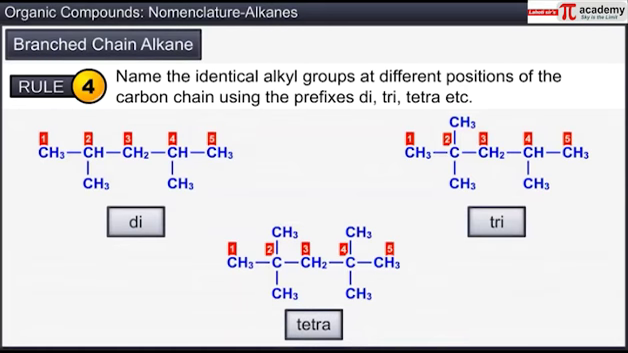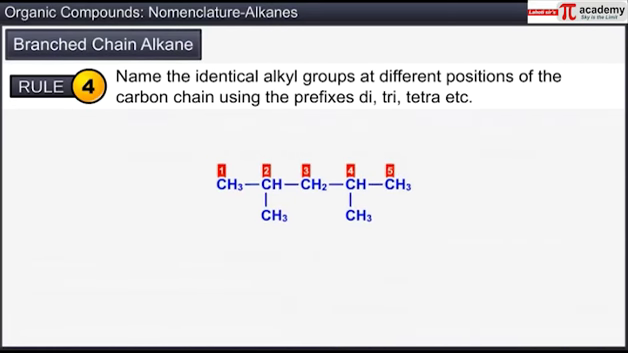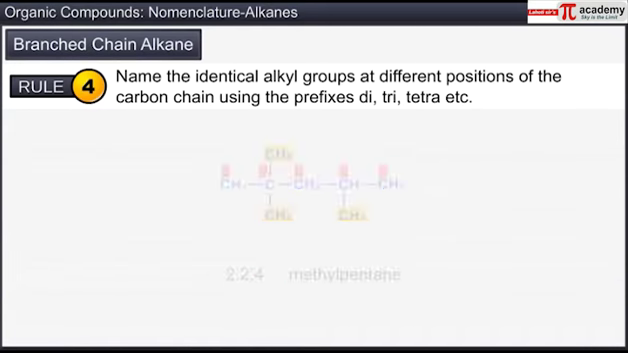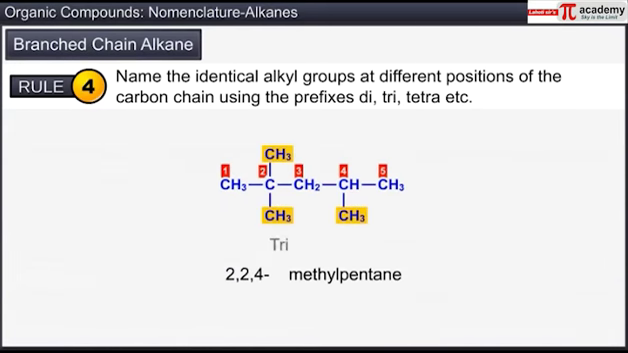For example, while naming the following compound that has 2 methyl substituents at 2 and 4 positions, the prefix di is used. Hence, the name of the compound is 2,4-dimethyl pentane. Similarly, prefix tri is used while naming the following compound. Hence, the name of this compound is 2,2,4-trimethyl pentane. The position numbers of the substituents are separated by comma.